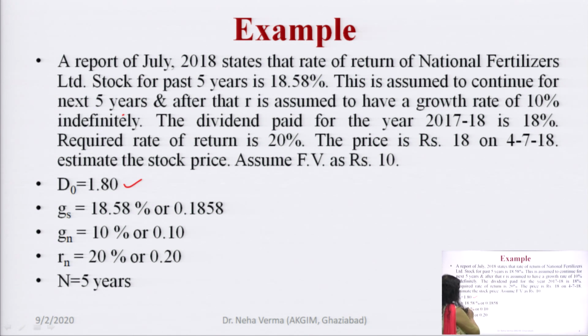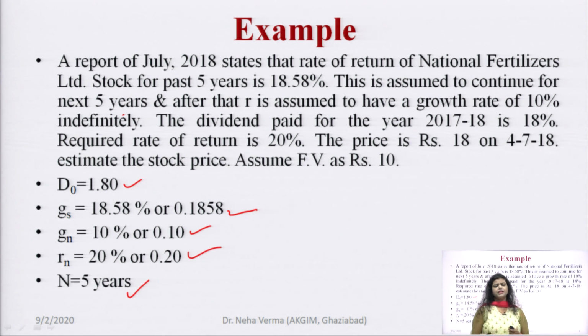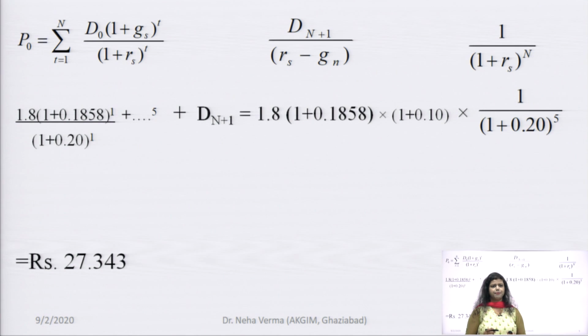Then Gs, which is the growth rate in phase 1, is 0.1858. Then Gn, the normal growth rate for the entire perpetuity, is given as 0.1. Then the required rate of return is given as 0.2, and then N is given as 5 years. Now, let us discuss how this particular question will be solved in equity investments.